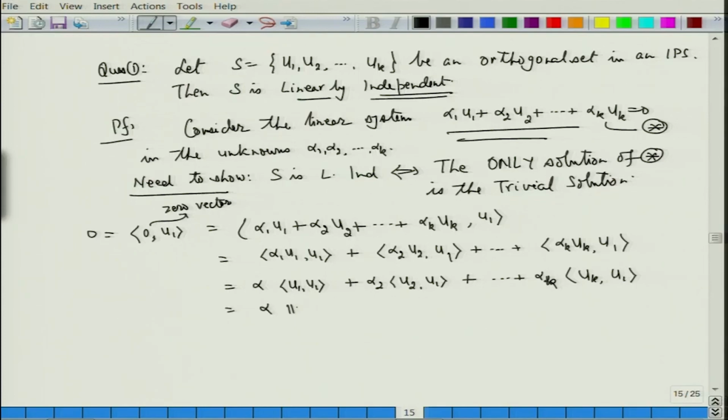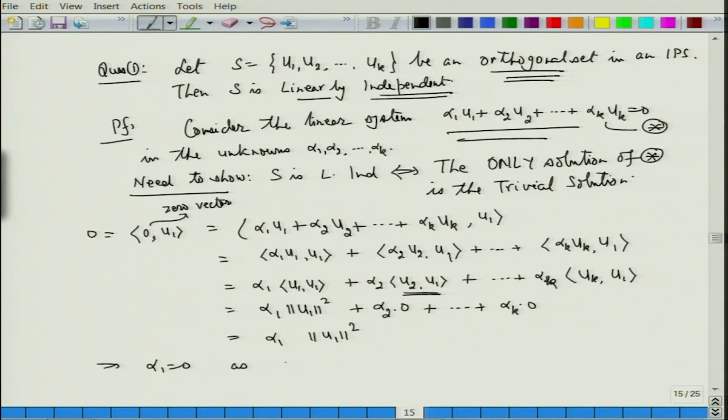This is the same as alpha 1 times the norm of u1 squared plus alpha 2 times the inner product of u2 with u1, and so on, because my set was orthogonal. Since our set was orthogonal, the inner product of u2 with u1 is 0 and so on, till alpha k times 0. So this is the same as alpha 1 times length of u1 squared. So this implies alpha 1 is 0, as the norm of u1 is not the zero vector. You have to understand this.